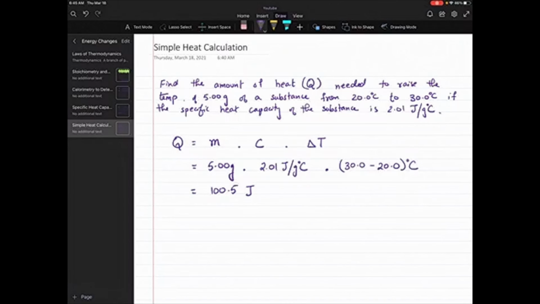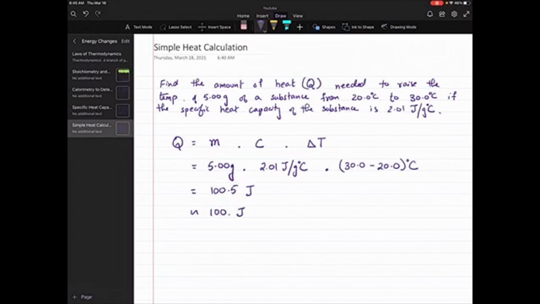Now, since the information that was given to us were all three significant figures, and we are doing multiplication and division operations here, the answer should be three significant figures. So we need to round this value. So since we have 100.5 joules, and the last digit is 5, it's exactly 100.5. So we look at the digit before the 5, which is a 0. Since 0 is considered an even number, this final answer will be rounded to 100. joules.